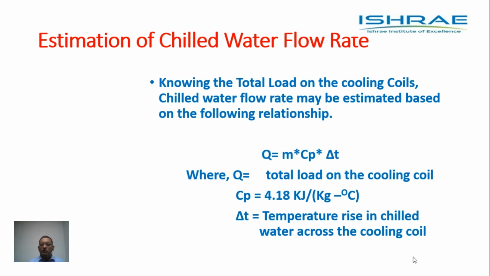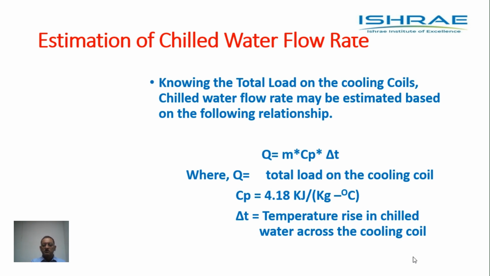If we know the total load on cooling coils, chill water flow rate can be estimated based on this relationship: Q, the total load, is equal to M into Cp into delta T. Let me tell you that M here is the mass flow rate, where Cp is the specific heat of water, and in MKS units it is 4.18 kilojoule per kg per degree centigrade. And delta T is the temperature rise in chill water across the cooling coil.